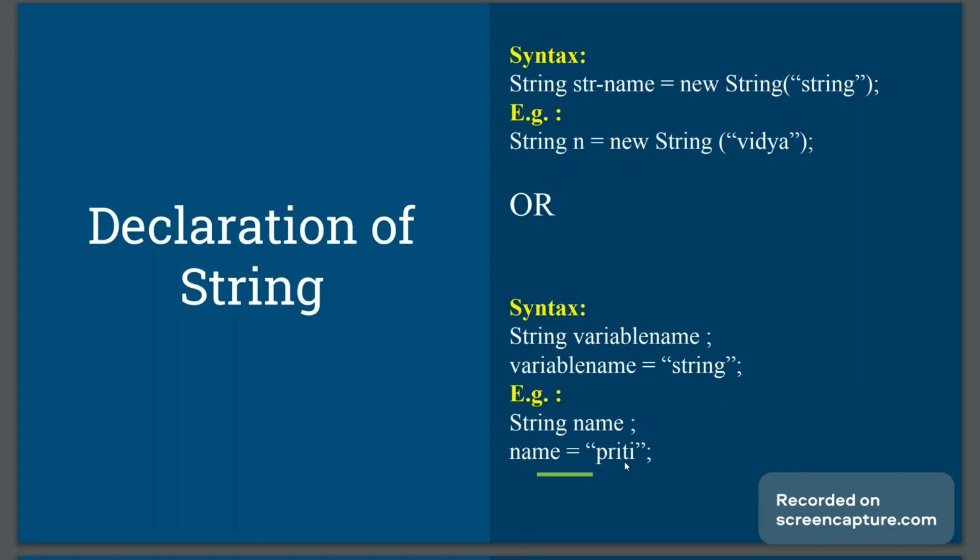The second way of using a string variable is that we can have an object of the String class. As I said, string is a data type as well as a class, so we can have an object of that class. We create it like class name, object name is equal to new class name, and in brackets you can have a value, like String n is equal to new String in brackets Vidya. Both ways of declaration of string are valid, and generally we use the other way, that is simply by using a variable.